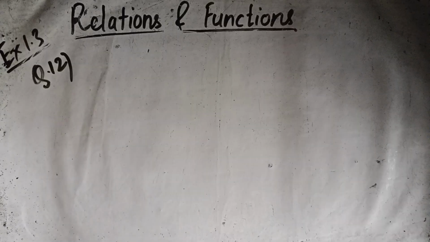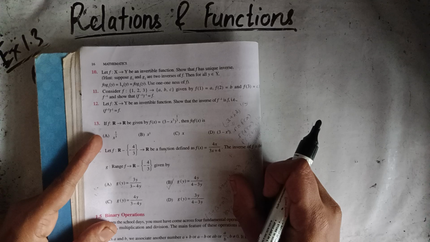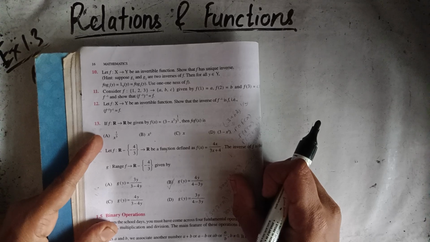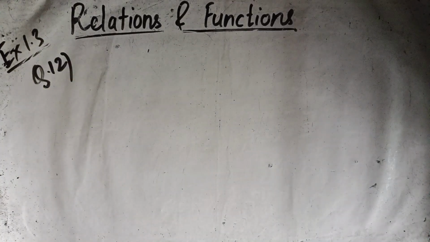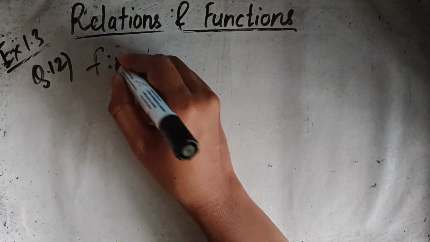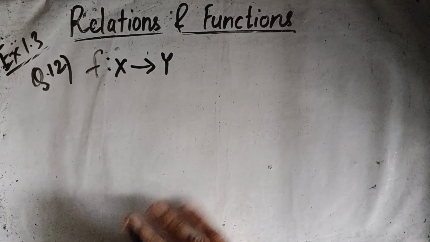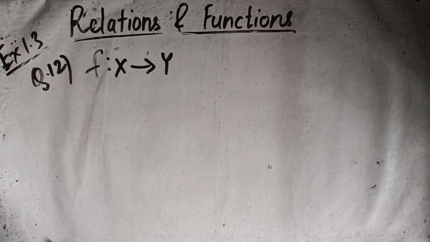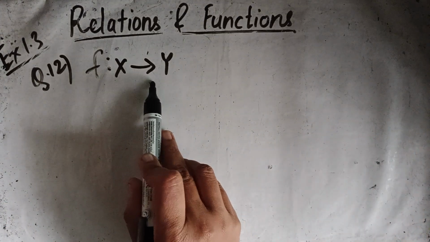Next, question 12. Let f from X to Y be an invertible function. Show that inverse of f inverse is f, that is, f inverse of inverse is f. Here it is already given to be invertible. Here the function is not defined like the one in question 11. Here they have given it in general. So this is given to be invertible.